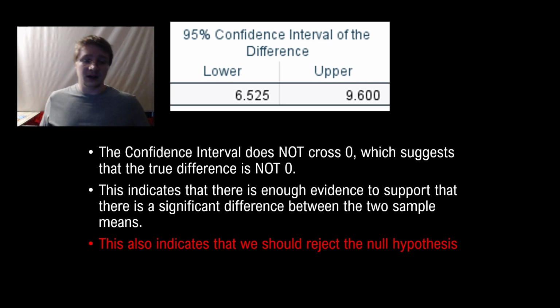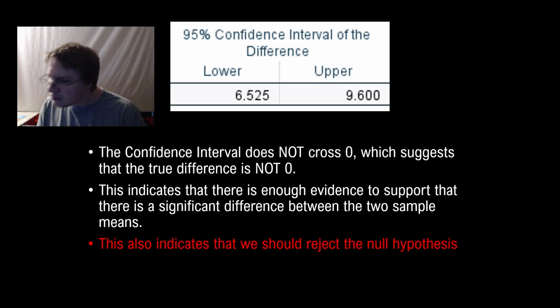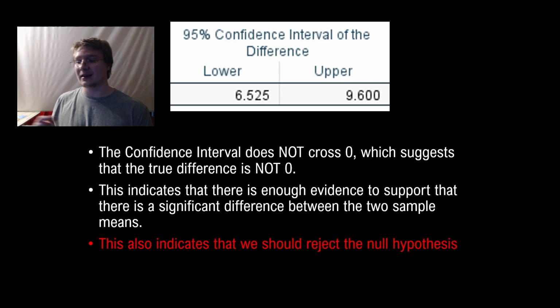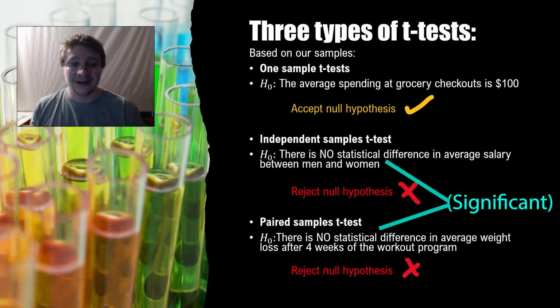This indicates that there is enough evidence to support that there is a significant difference between the two samples, which there is. And finally, we have another thing to tell us that we're going to reject the null hypothesis. So, yeah, the workout guys and gals did great. They worked out good. Their diet was good. Good stuff.